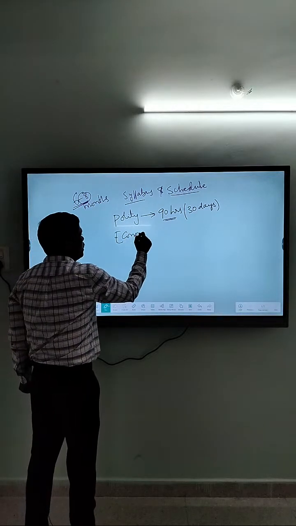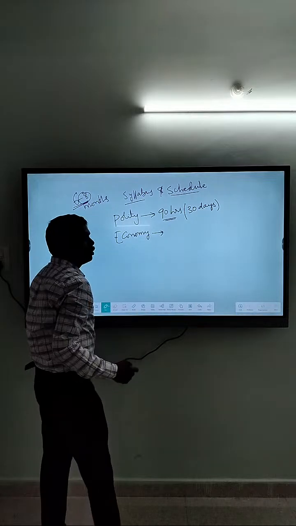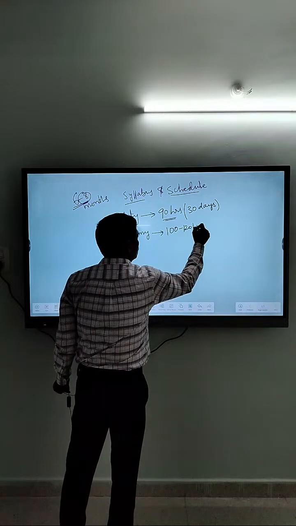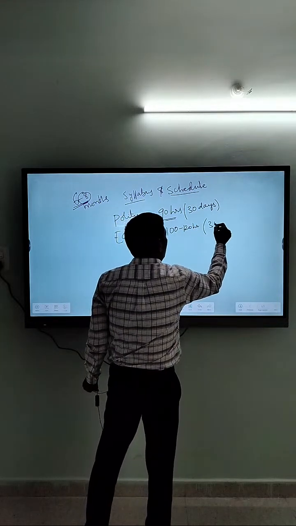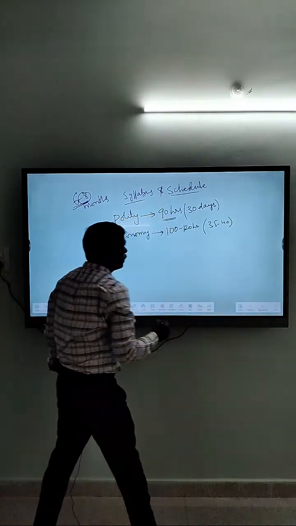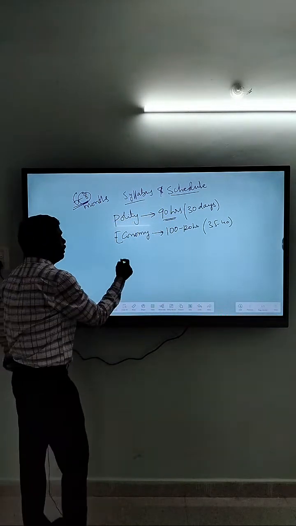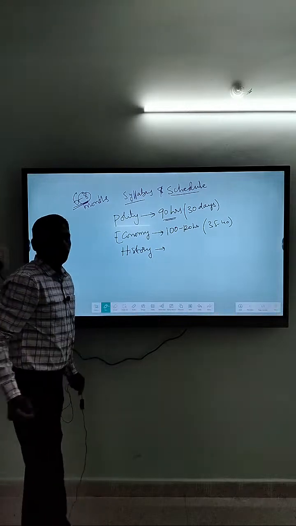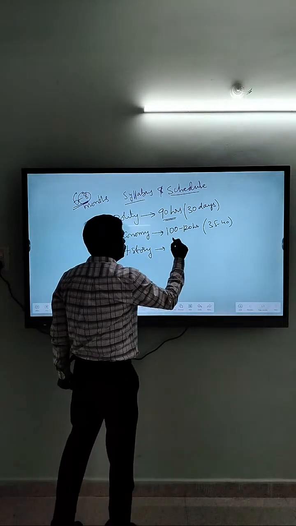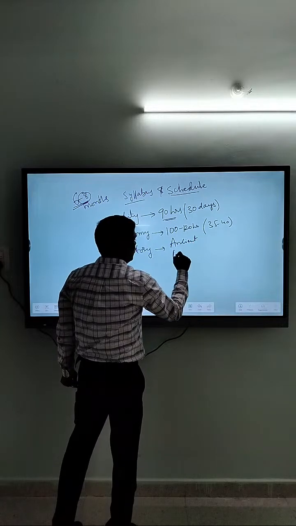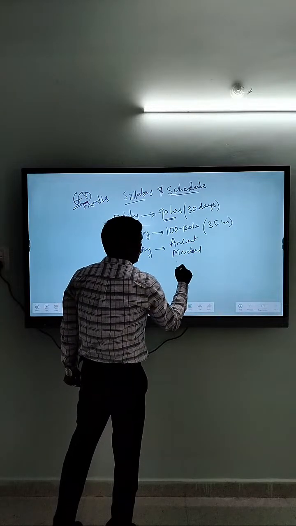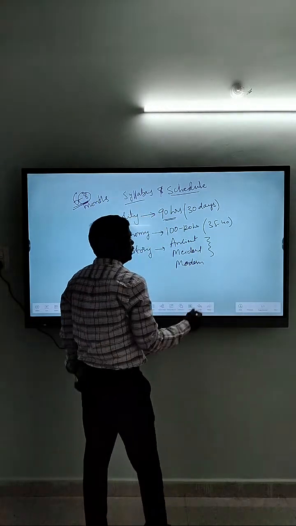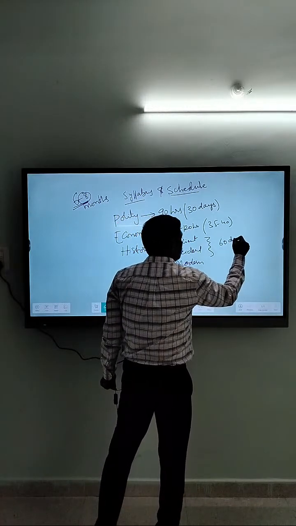After polity, it will be economy. To complete the entire economy, it will take 100 to 120 hours. That means 35 to 40 days. After economy, it will be the history part. To complete the entire history, that is ancient, medieval and the modern part, it will take 60 days.